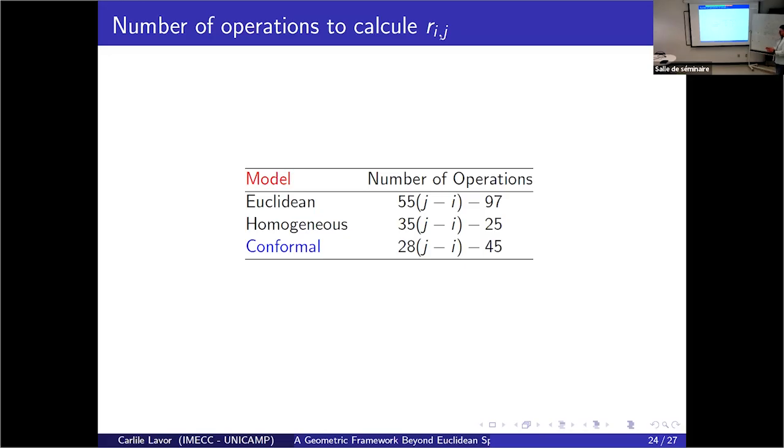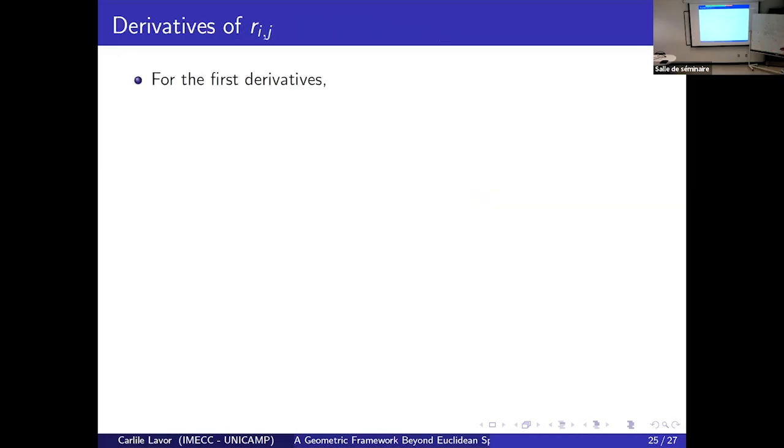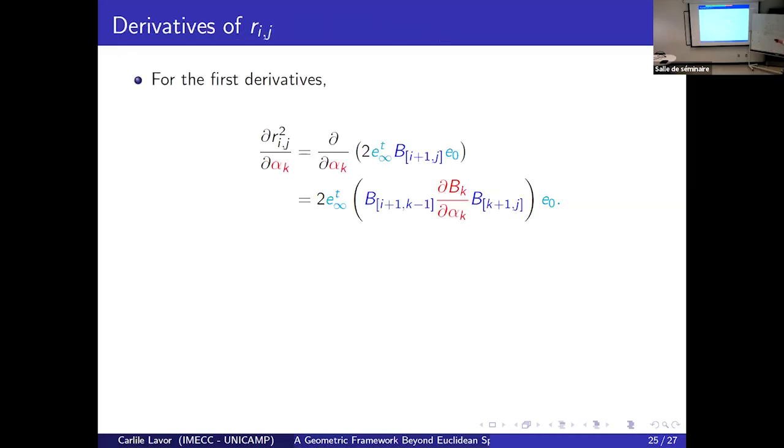Okay. So let's calculate derivatives. First derivatives. This is the expression that we just obtained associated to the square of the distance. Now we want to calculate the derivative in terms of any of the torsion angles. So the answer is just this. If we want to calculate the derivative with respect to alpha_k, we just replace B_k with its derivative. In fact, we can pre-compute this. So it is very easy to calculate the derivative.